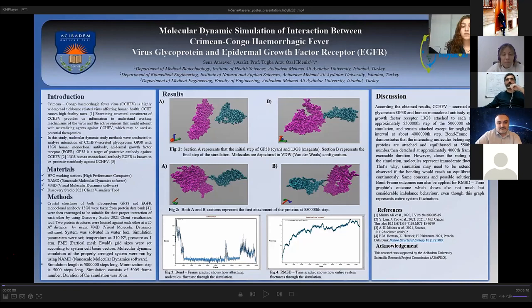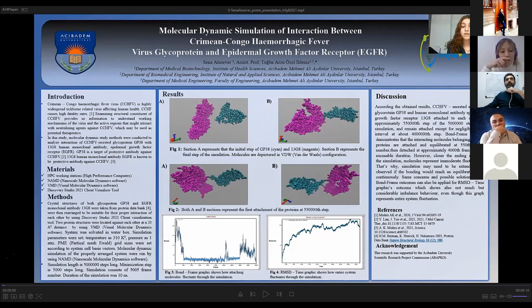You mean computationally or experimentally? Computationally, we study on molecular dynamics area, but if we find desirable results, maybe we can continue with in vitro studies also. Okay, thank you. Different team. Okay, thank you very much.